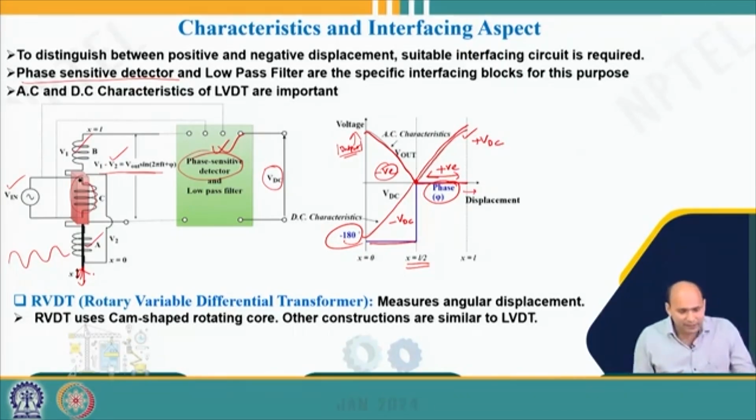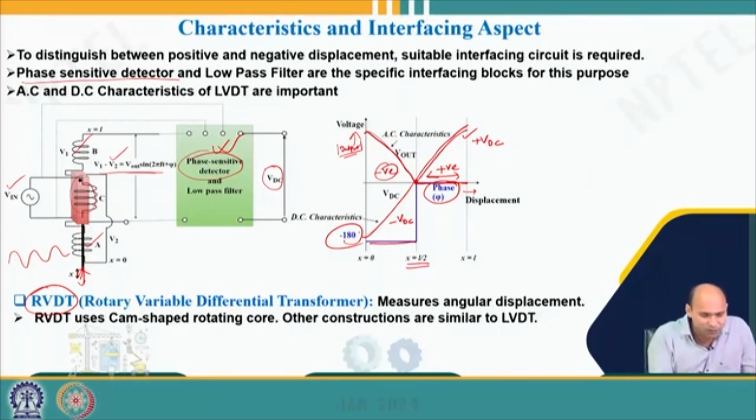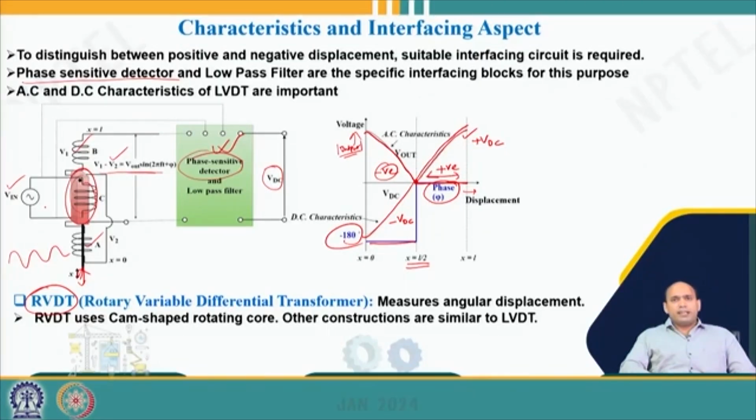Similarly for RVDT, as with LVDT, if I want to measure the angular displacement, then I have to use the RVDT, that means rotary variable differential transformer, right? If I look at the construction of LVDT and RVDT, they are almost similar. The only difference is with respect to the core shape. So let us see how the RVDT looks like.